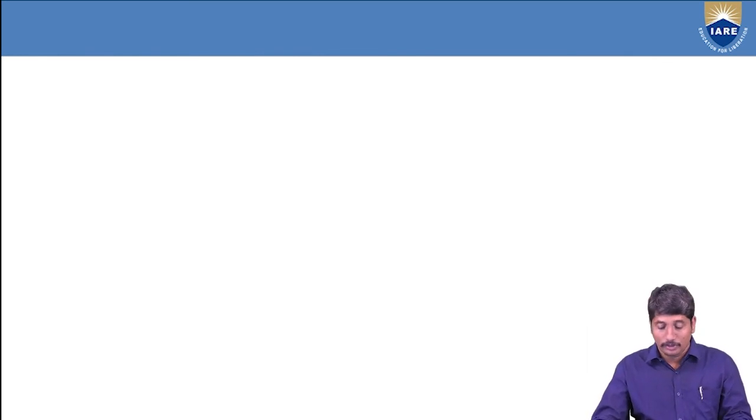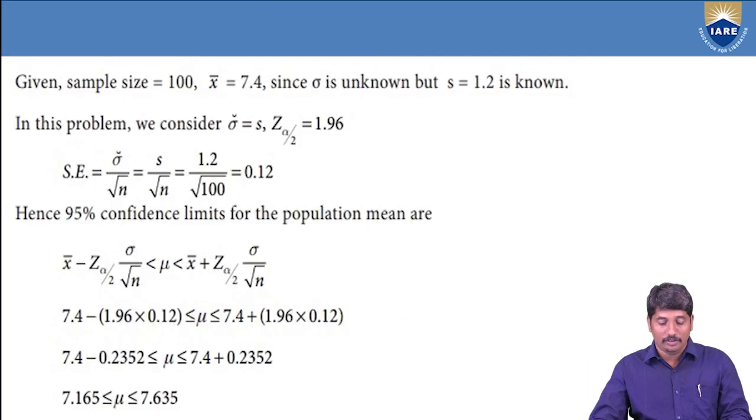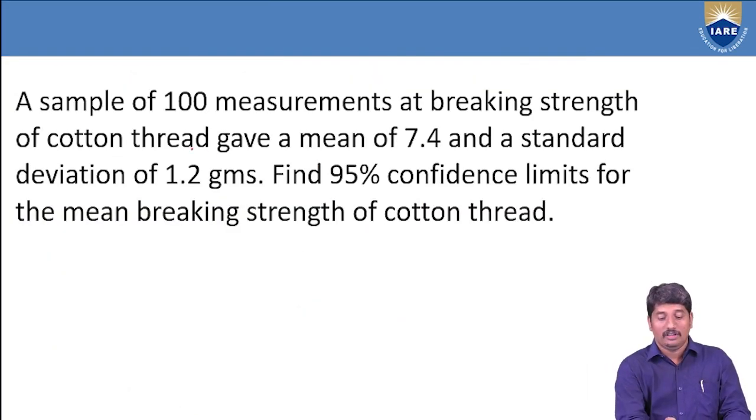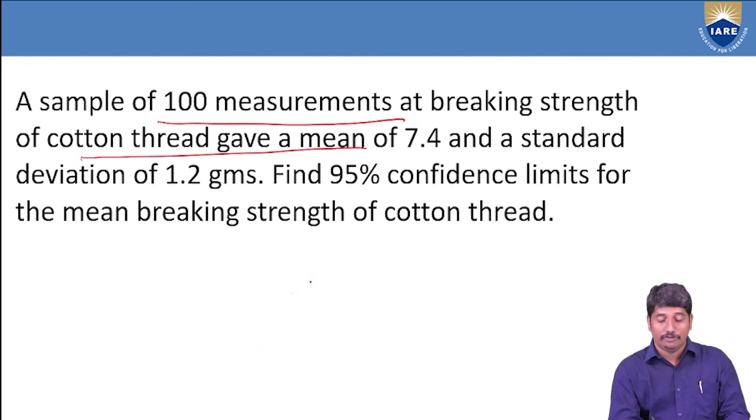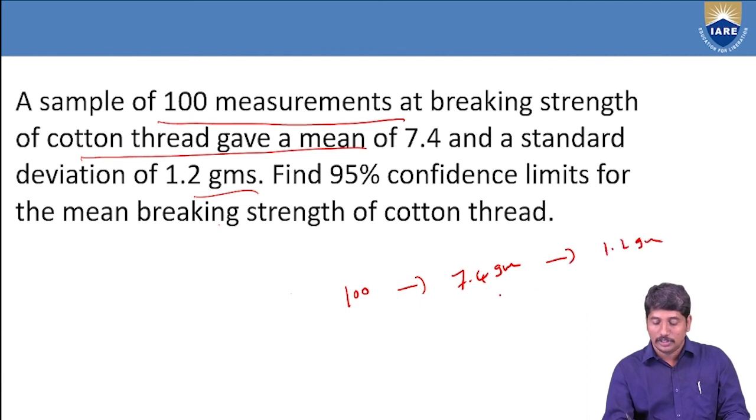Okay, and the same way you can understand this problem, where 100 measurements of breaking strength of cotton thread give a mean of 7.4 and a standard deviation of 1.2 grams. That means you have taken 100 measurements of breaking strength of a cotton thread. The average breaking strength is 7.4 grams and the standard deviation is 1.2 grams. So this is x bar, this is sigma, and 1 minus alpha is 95% and n is equal to 100.